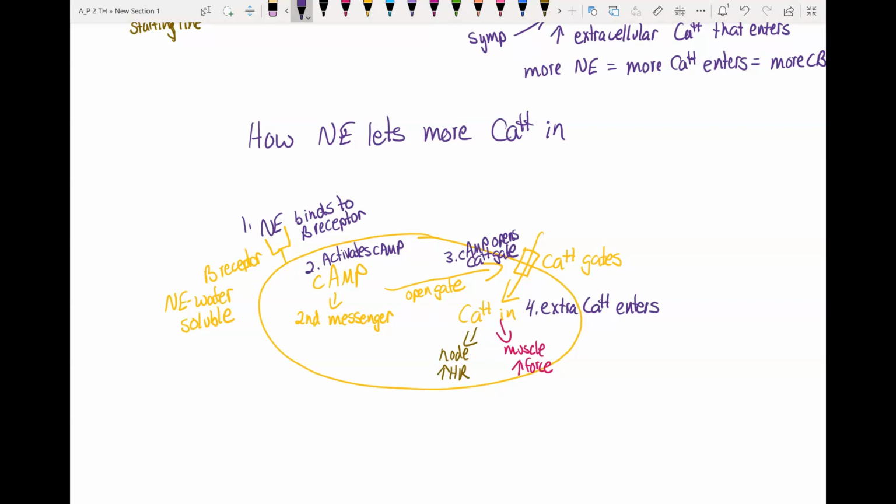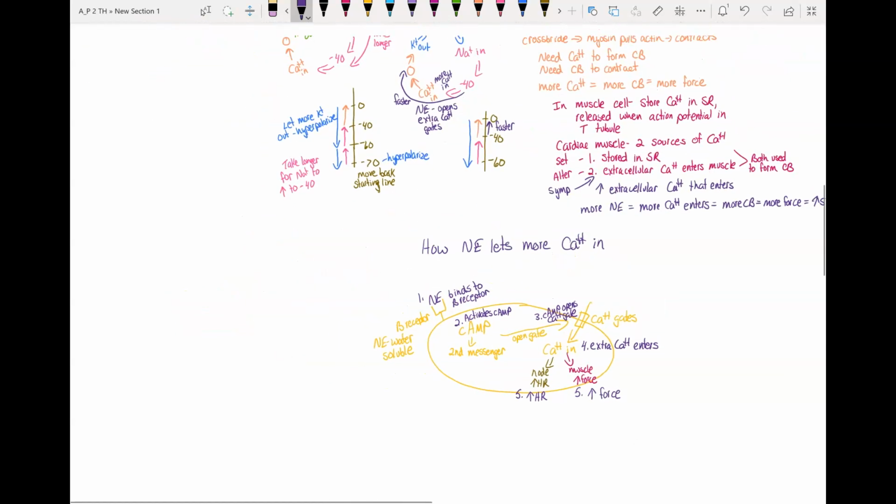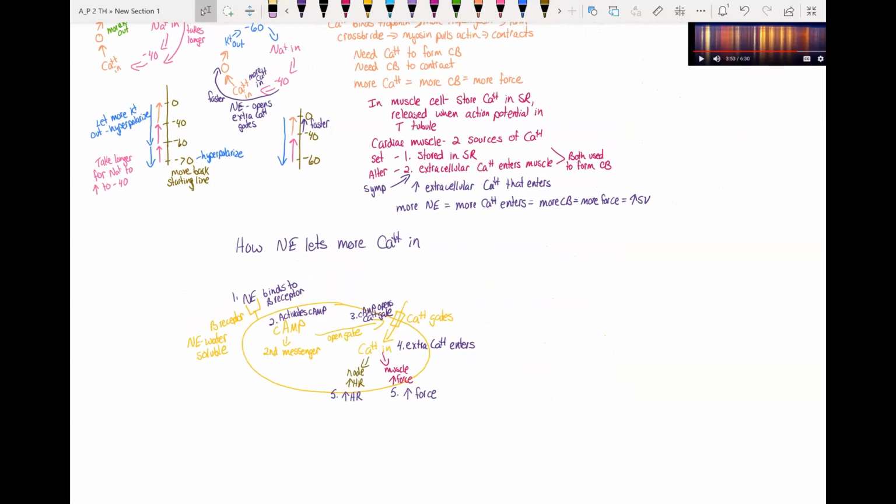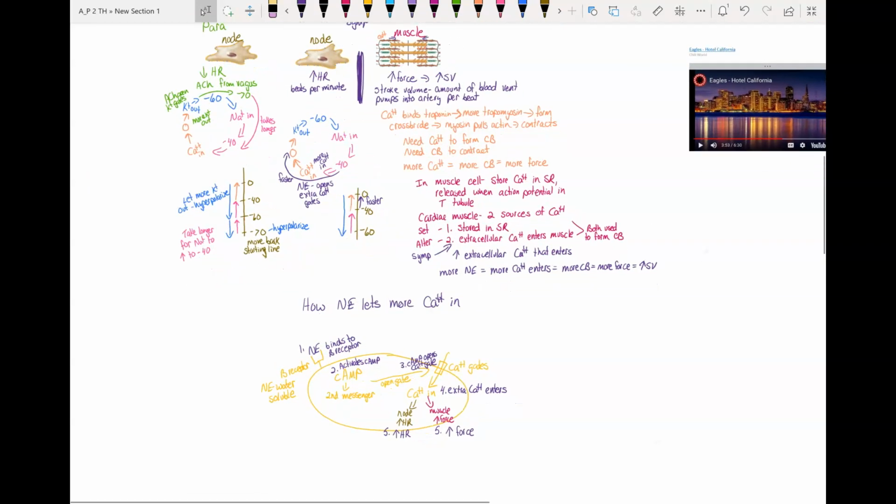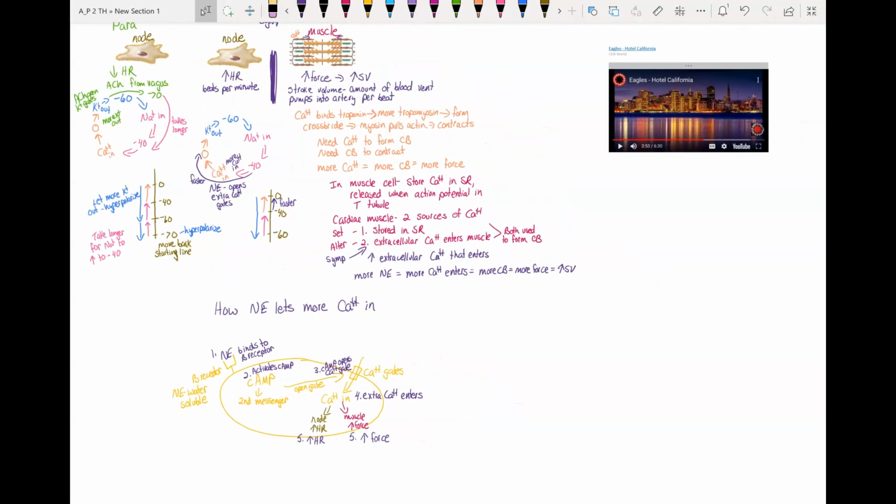Then step 5 depends on if it's a node or a muscle. So step 5 in a node would be increased heart rate. Step 5 in a muscle would be the increased force due to the more cross bridges. Okay, so take a minute, make sure this stuff makes sense. Maybe even rewatch this, get this soaked into your head.